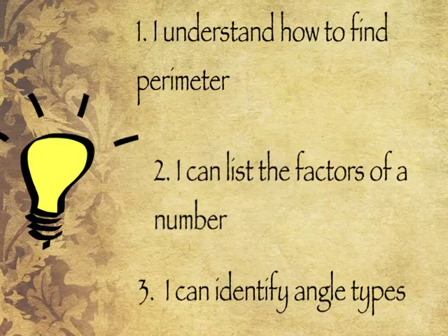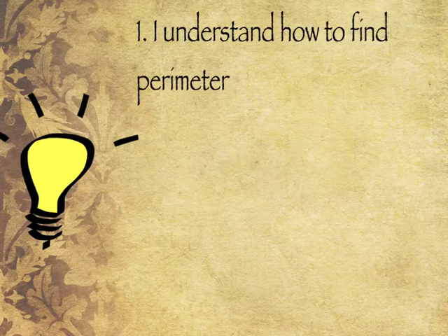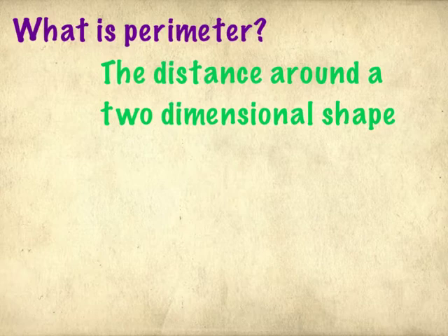Today we're going to review how to find perimeter, talk about factors, and identify types of angles. And we will start by reviewing perimeter. So hopefully this is not new to you, but what is perimeter? Perimeter is the distance around a two-dimensional shape.